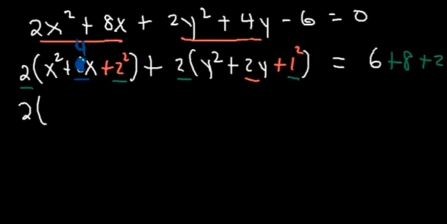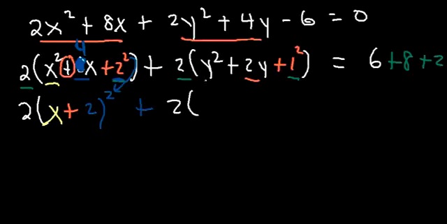So now we can factor. It's going to be x plus whatever that sign is. And then this number, before you square it, x plus 2, and then squared. To factor the next term, it's going to be whatever this variable is, y, plus 1 squared. Eight plus 2 is 10. 10 plus 6, that's 16.